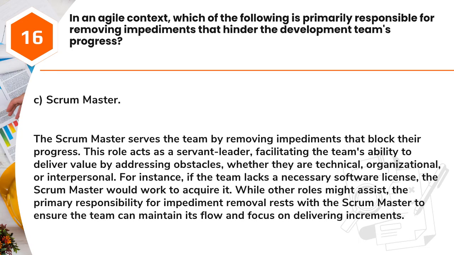Answer: C. Scrum master. The Scrum Master serves the team by removing impediments that block their progress. This role acts as a servant leader, facilitating the team's ability to deliver value by addressing obstacles, whether they are technical, organizational, or interpersonal. For instance, if the team lacks a necessary software license, the Scrum Master would work to acquire it. While other roles might assist, the primary responsibility for impediment removal rests with the Scrum Master to ensure the team can maintain its flow and focus on delivering increments.